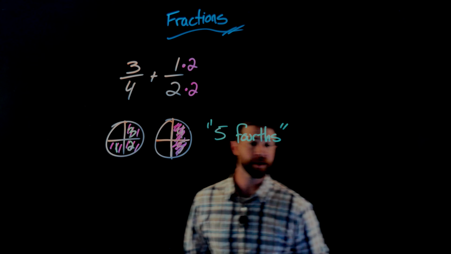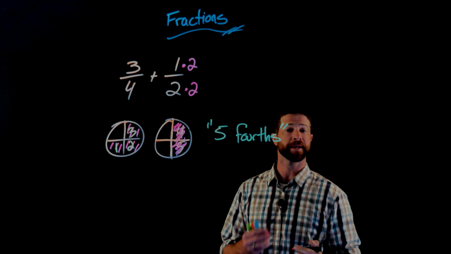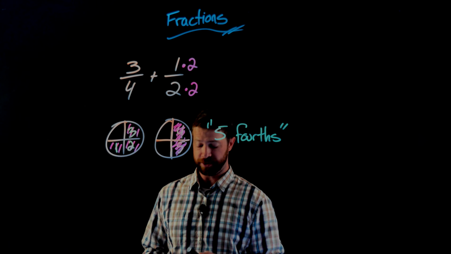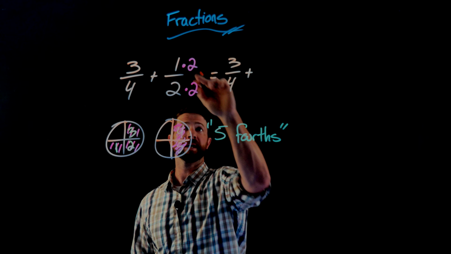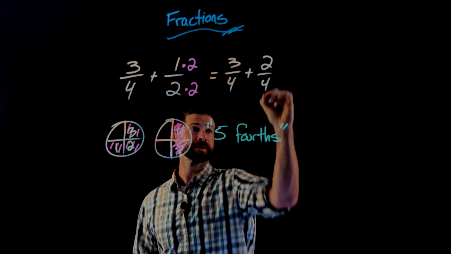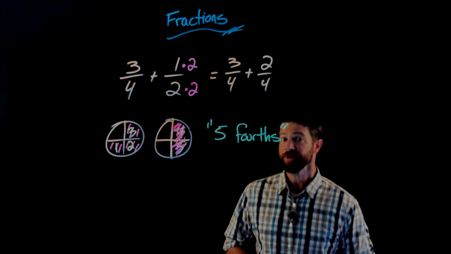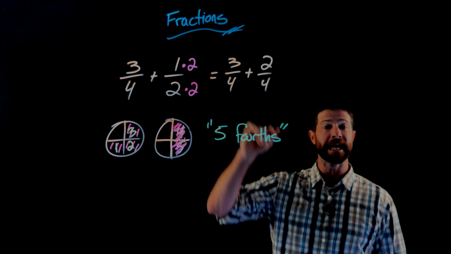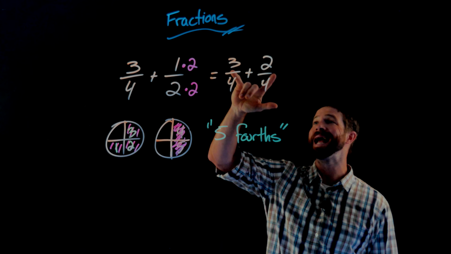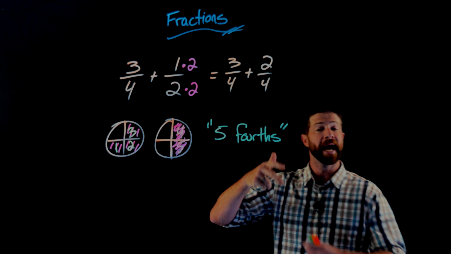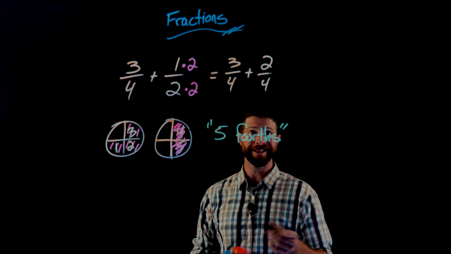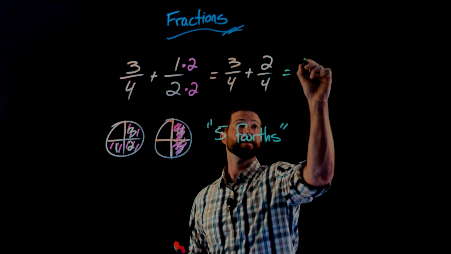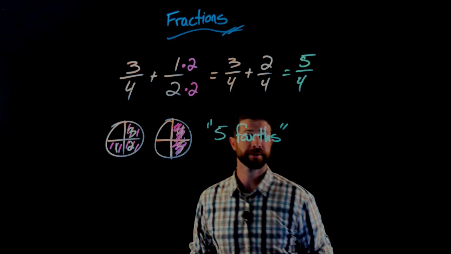This is called the fundamental principle of fractions. This is always how we convert fractions. If I do this, what I'm going to get is 3/4 plus 2/4. Now that my fractions are of the same type, specifically fourths, I can add their numerators together. I have 3 of these fourths. I'm adding 2 more fourths to it. Altogether, I have 5 of those fourths.